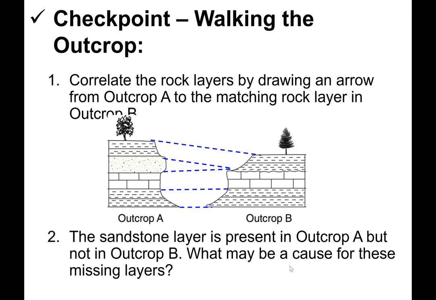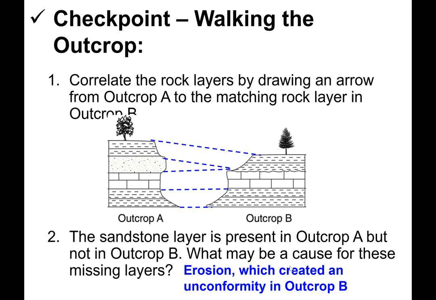What might be the cause for this missing layer? I said it before when I was going over it. It would be erosion, which is created by an unconformity in rock outcrop B. So there's a missing rock record in B, but there isn't in A. So that's why it's important for us to have multiple outcrops to correlate and to match.